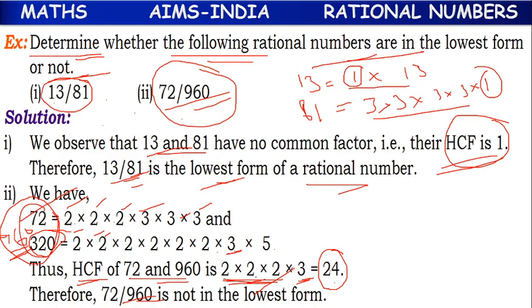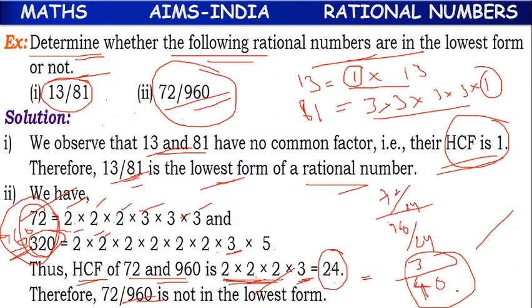So how to make it into lowest form? We can divide 72 by 24 and 960 by 24. 24 goes into 72 three times, and 24 goes into 960 forty times. So 3 by 40 is the lowest form of 72 by 960.